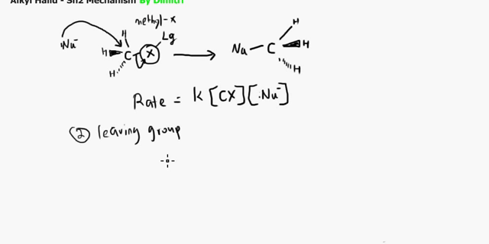We need to have a good leaving group, and a good leaving group is actually a weak base. So halogens like bromine and iodine are good leaving groups because they are weak bases. OH is not a good leaving group. Fluorine is not a good leaving group. So when we look at leaving group, we need a good leaving group, a weak base. Very important.